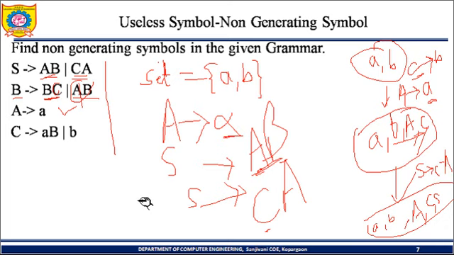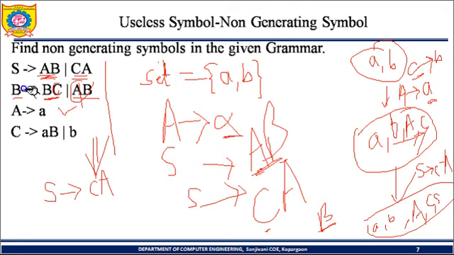Now we have to eliminate the variable which is not generating, that is, the one not present in the set of generating symbols. As capital B is not present in the set, we have to delete that variable, as well as all those productions which contain capital B, and all those productions which start with B. So after eliminating the non-generating symbol from the given grammar, the simplified grammar will be S tends to CA. We have to delete S tends to AB, because capital B is present in it, and it is not in the set of generating symbols.